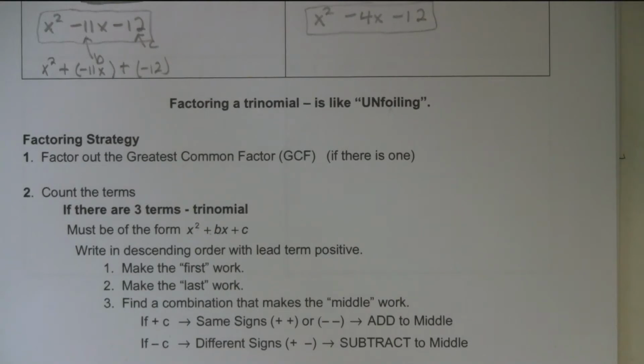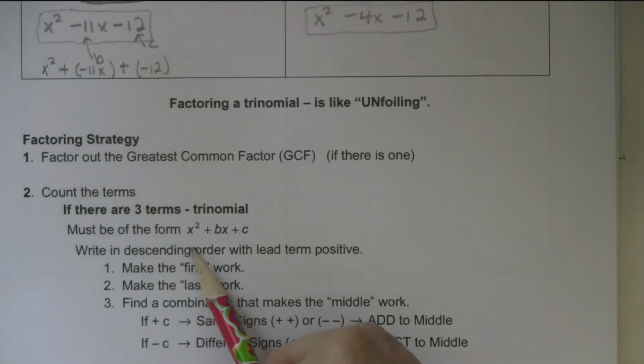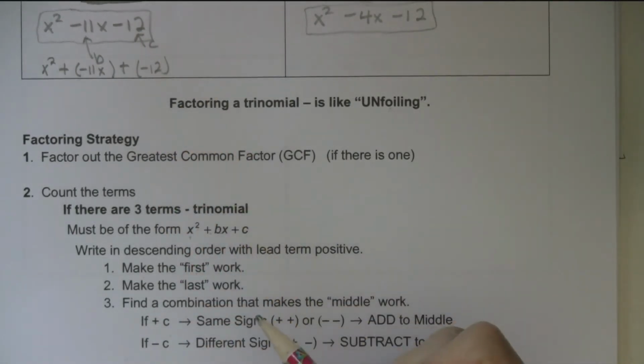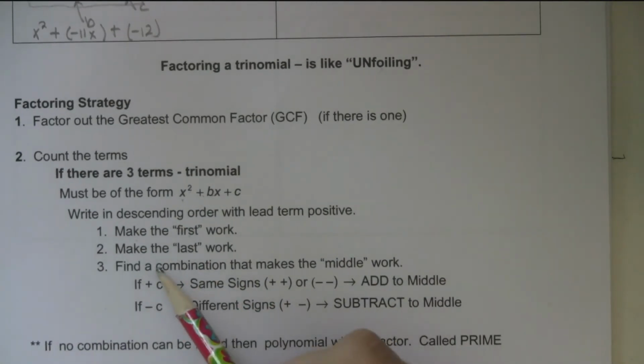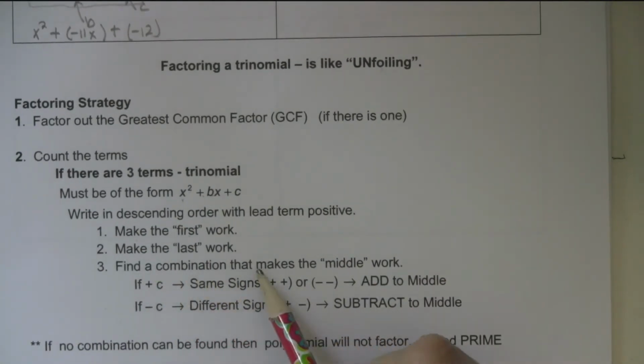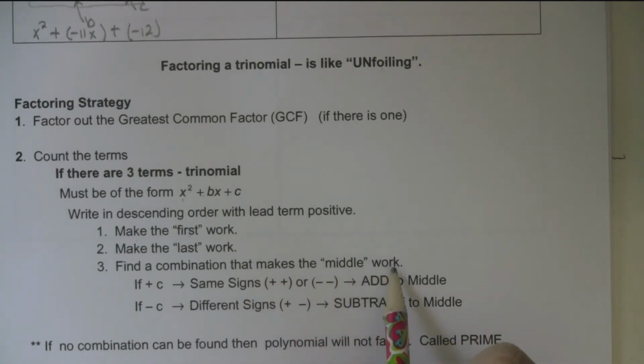And I'll show you how to do that. I'll have one that is not in descending order and does not have the lead term positive, and I'll show you how to make that happen. Then you make the first work. And the good news is that's easy. It's x times x. Then you make the last work. And there might be a few ways of doing it, like there was for negative 12. But you list them out. Then looking at that list that you have, you find a combination that makes your middle work.